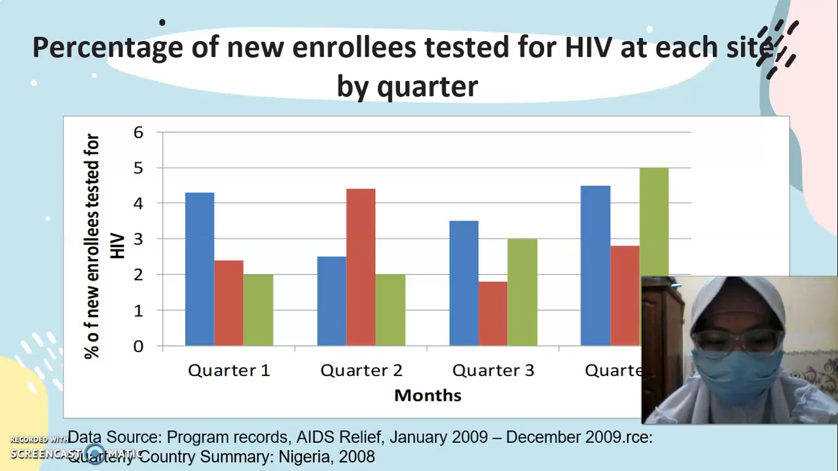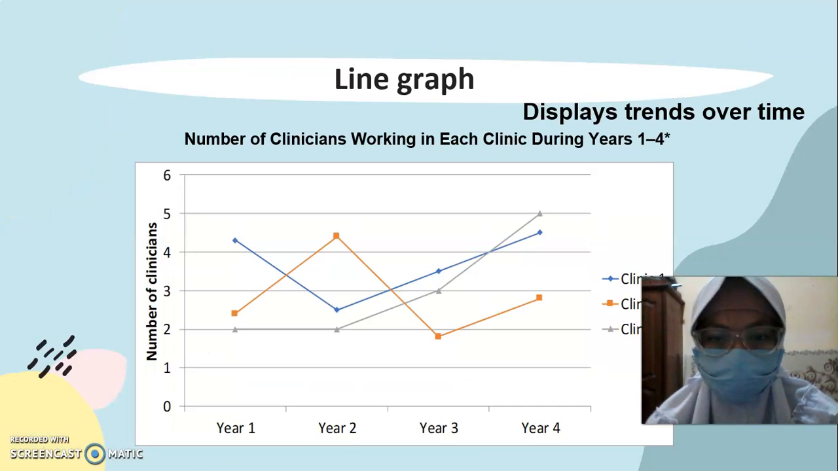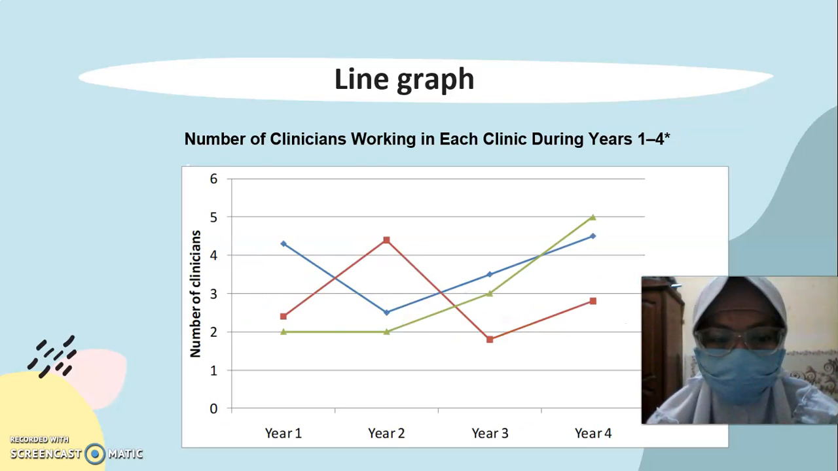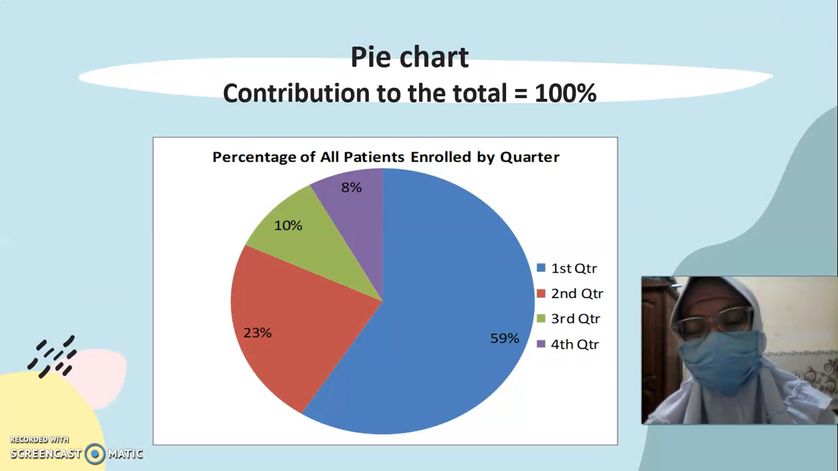For research program records, from January until December. And this is a line graph. Pie chart, yeah. So there are other examples of pie charts.